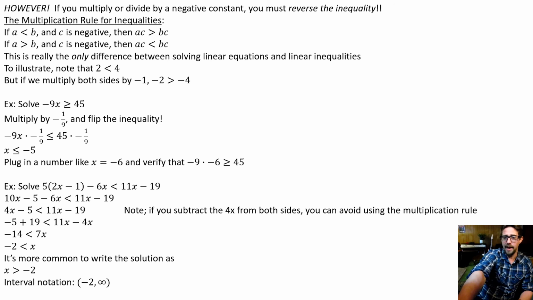Oh, yeah, and then I do want you to write it like that. So on the test, it'll say, leave your answer in interval notation. And I'm not going to tell you what that is, so you have to know that it's that. So any number bigger than -2 means a parenthesis, -2, comma, infinity. That just means it goes up forever.